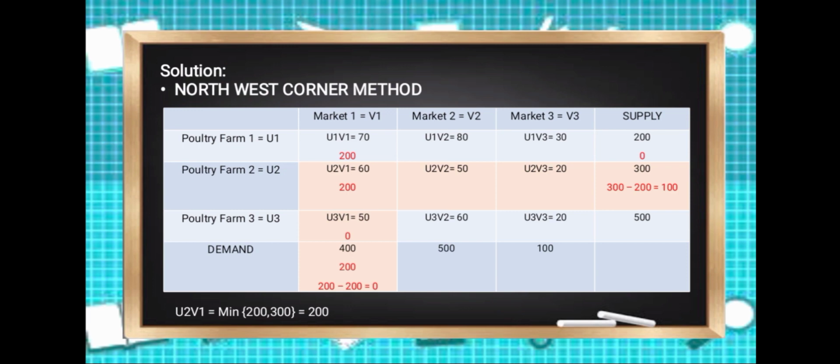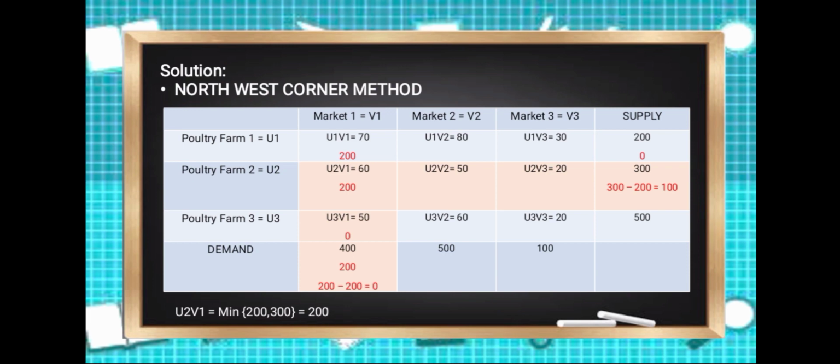Since the minimum is 200, the value of U2 V1 is equal to 200. After that, the demand 200 subtract 200 is equal to 0, and the supply 300 subtract 200 is equal to 100. Since the demand is 0, the rest in column 1 is 0, which means U3 V1 is 0.